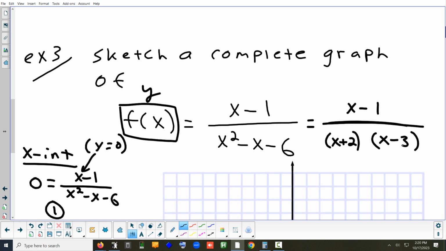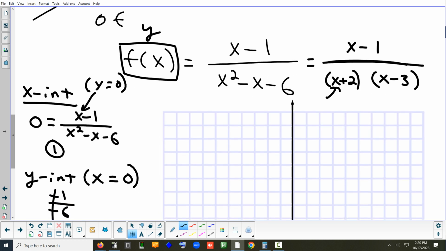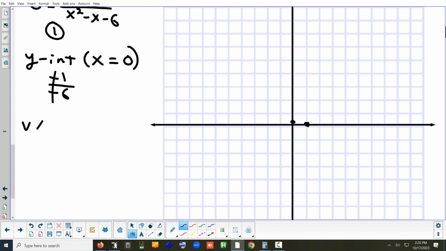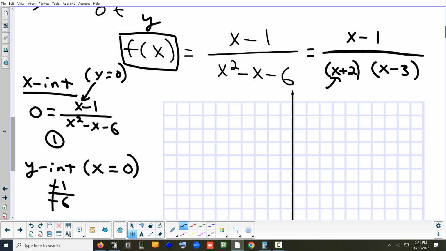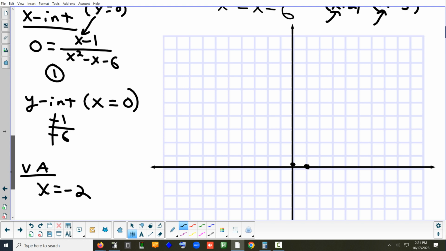Now, what number would you plug in here to get 0? Negative 2. So vertical asymptotes, negative 2. And what number would you plug in here? 3. So there are 2 vertical asymptotes in this graph: negative 2 and positive 3.